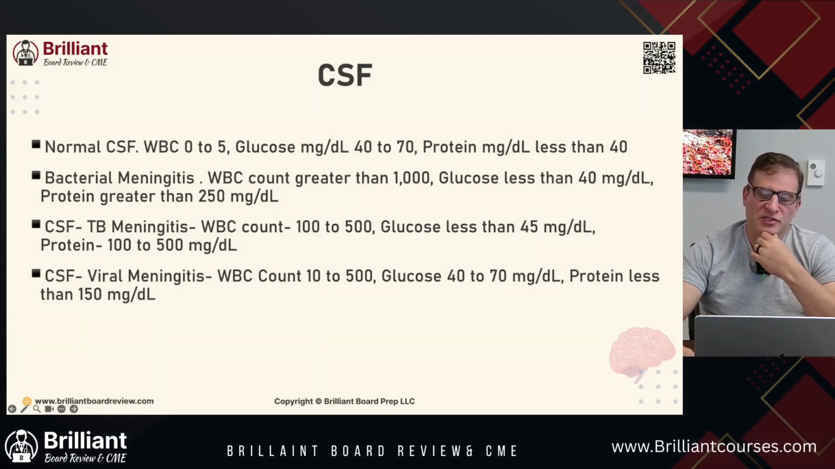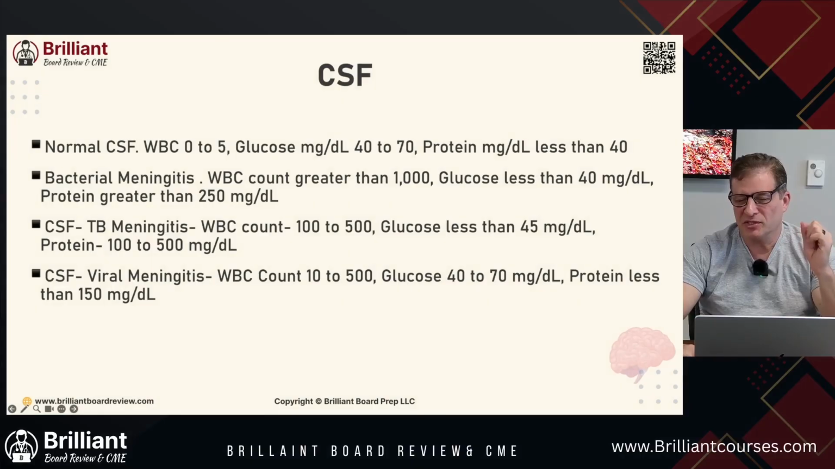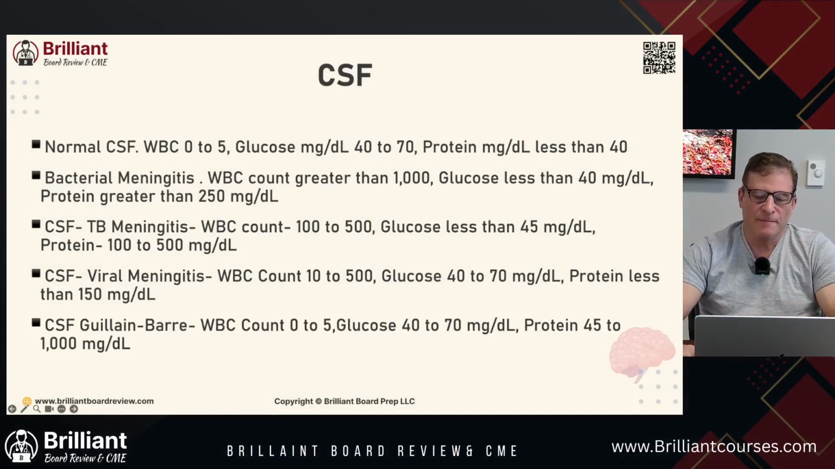CSF for viral meningitis, white blood count from 10 to 500. Glucose is going to be in the normal range of 40 to 70. Protein less than 150. Here again, this is where the PCR has become the game changer. CSF for Guillain-Barré syndrome, you're going to have a white blood count of 0 to 5, so basically no changes. Glucose is going to be normal, and the protein is going to be a little bit higher, 45 to 1,000.